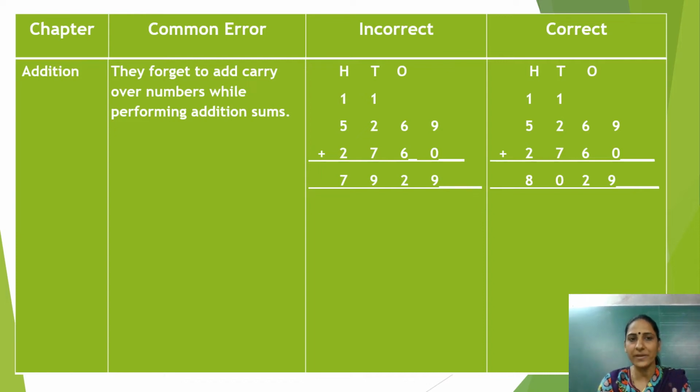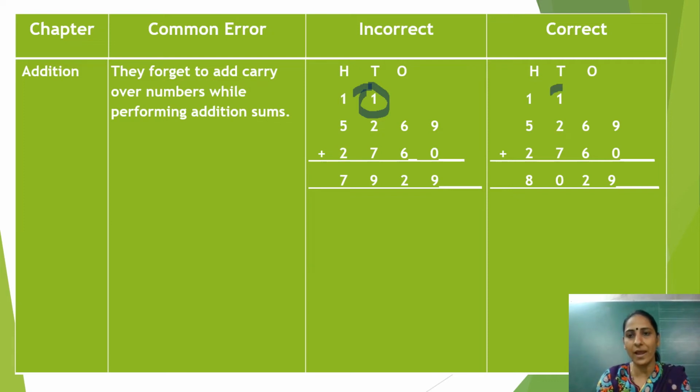So in the chapter addition, what is the common error? They forget to add the carryover numbers while performing addition sums, right? Students generally forget to add the carryover number, right? So for the carryover number, they always have to make a circle on it, right? So they can easily add it over here, but they do not make a circle on the carry number. So they are making the mistake in addition.